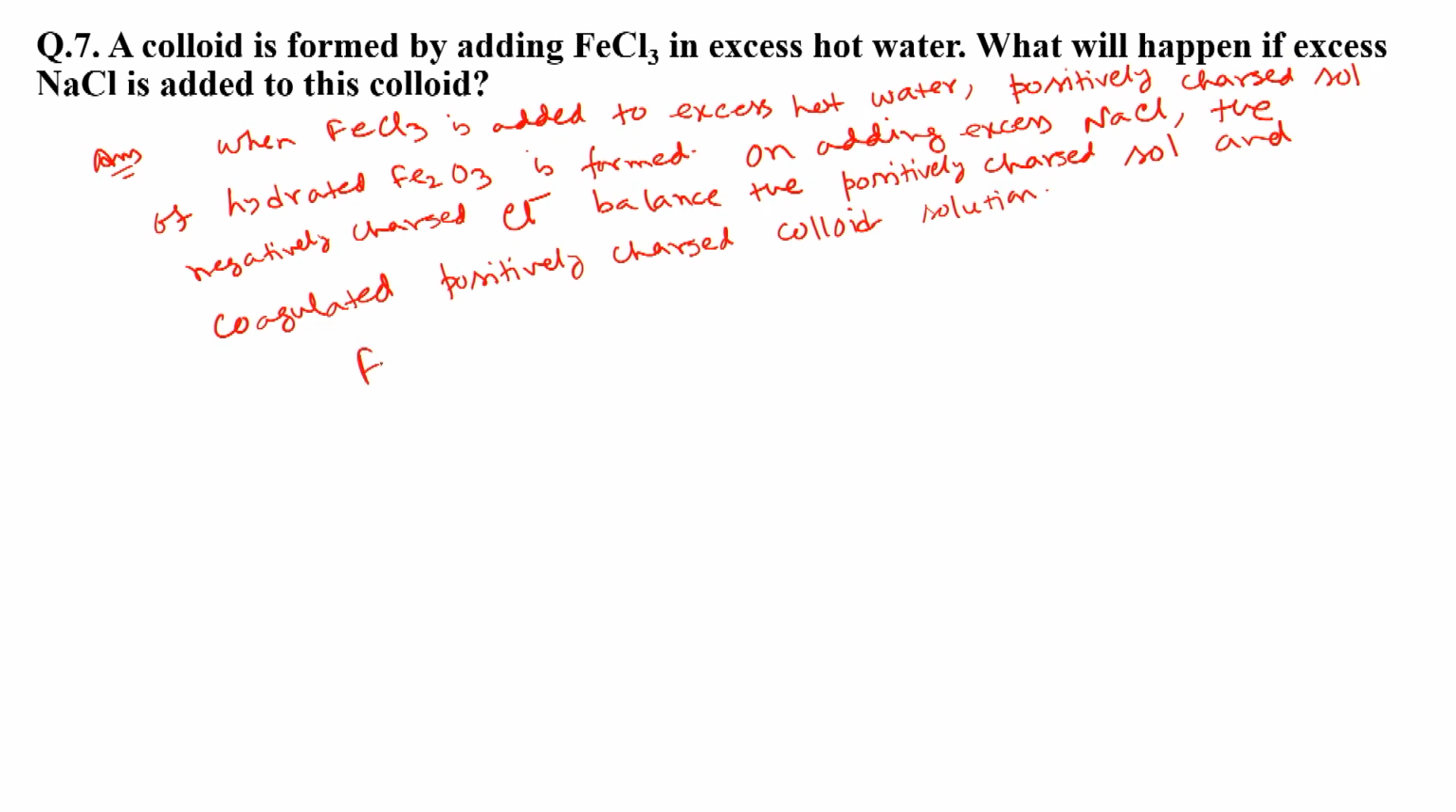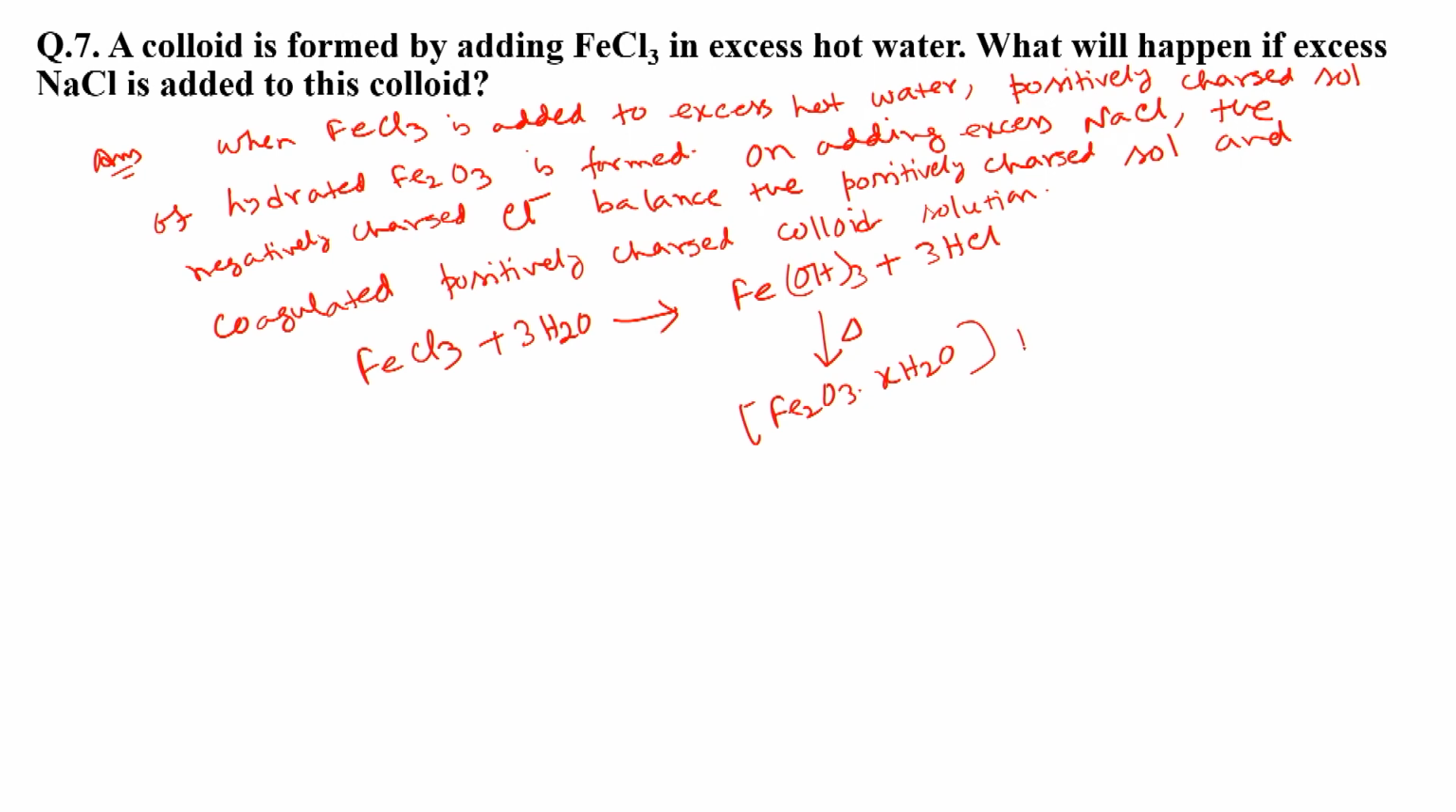So the reaction is FeCl3 plus 3H2O gives Fe(OH)3 plus 3HCl. Now we have hot water, so heat is there. So we get basically Fe2O3·xH2O. Okay, and then we are adding FeCl3, so we get Fe3+. Fe2O3 is ferric oxide. This is known as ferric oxide sol.